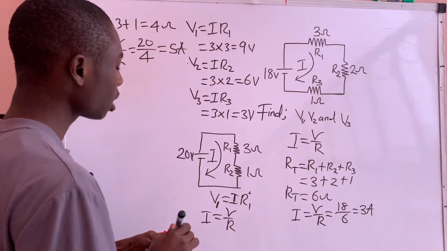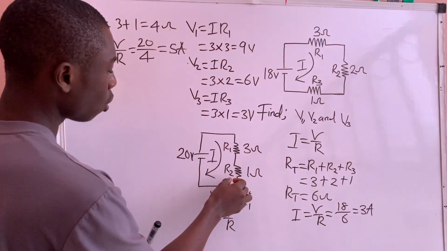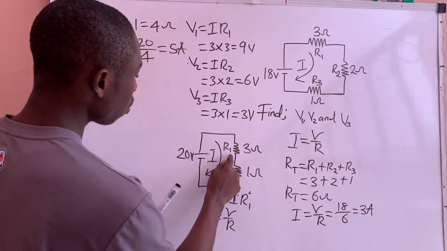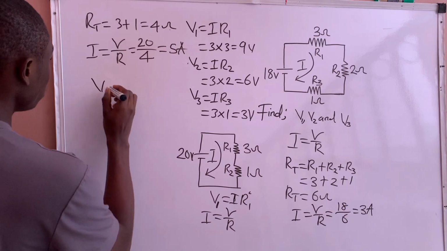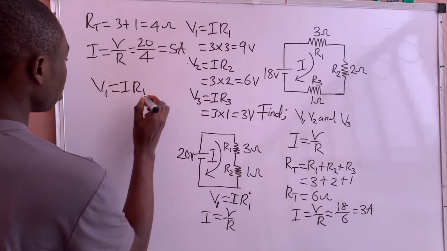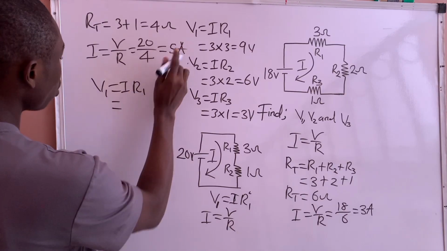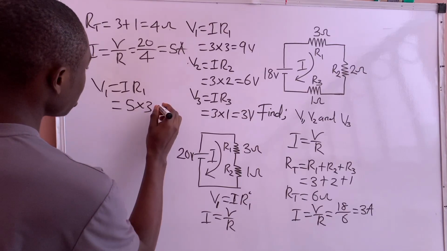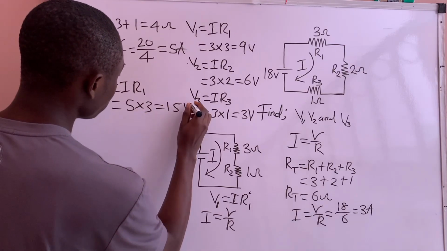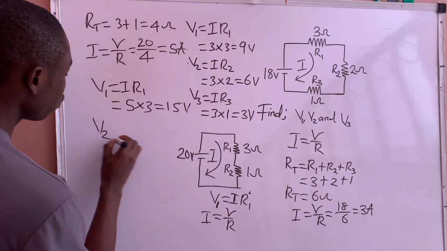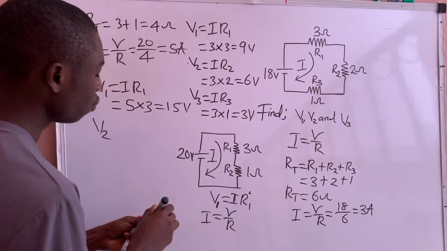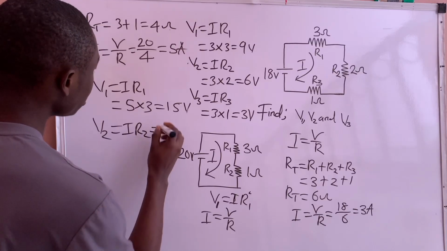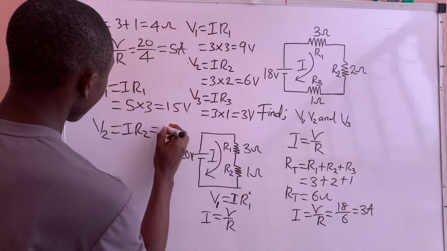At this point, we can solve for the voltage drop across the individual resistors using Ohm's law. The voltage that will drop across R1 will be V1, which equals I times R1, where the current is 5 multiplied by R1, which is 3. And 5 times 3 is 15 volts. And for V2, the voltage drop across R2 will be V2, which equals I times R2. And I is 5 from our calculation.